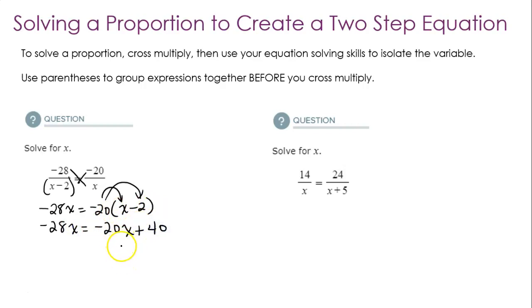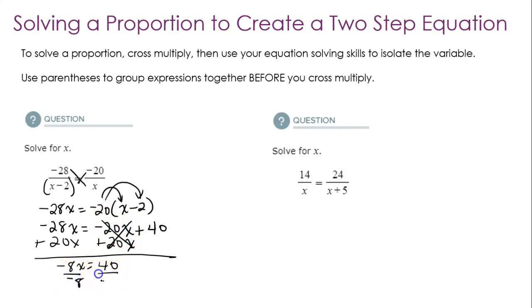And then we need to use our good equation solving skills. We've got x's on both sides. It doesn't make any sense to clear off this side and leave nothing left. So I'm going to move the negative 20x over to the left instead by adding 20x to each side. Negative 28x plus 20x is negative 8x. Negative 20x and positive 20x add to be 0, so those cancel, and we bring down the 40.